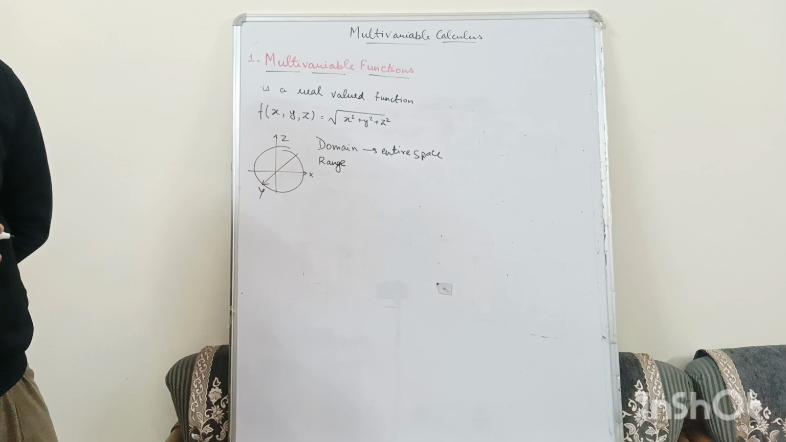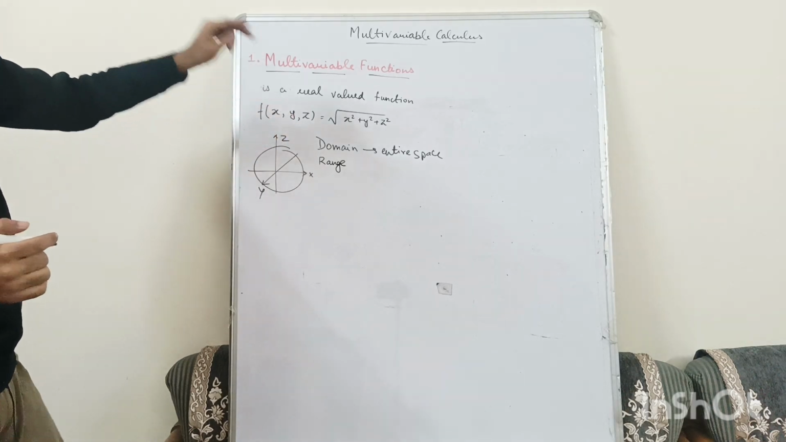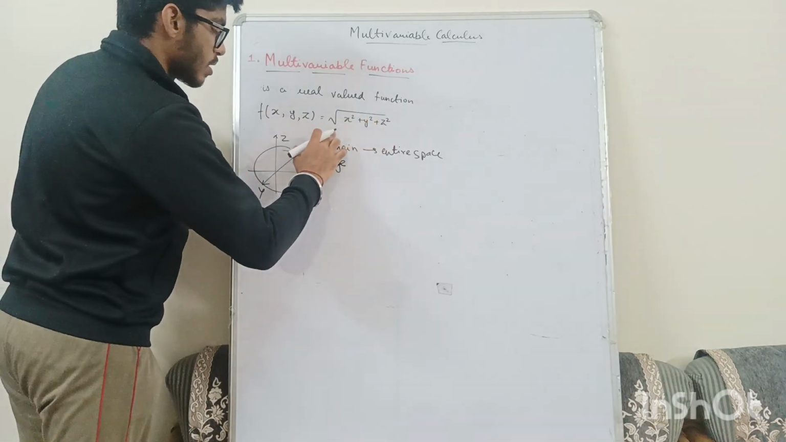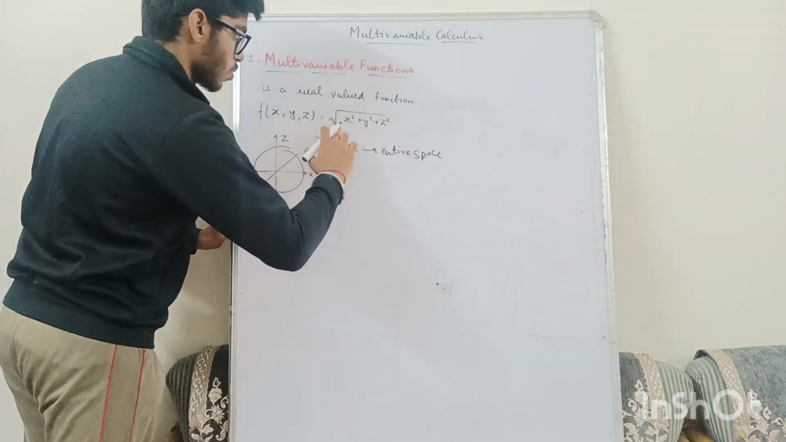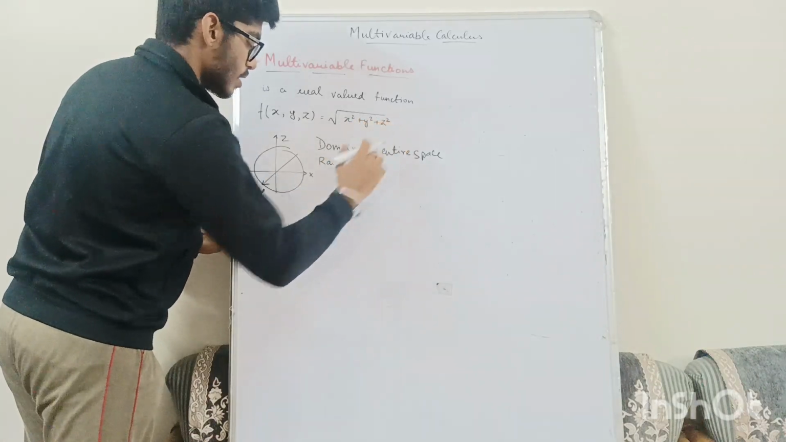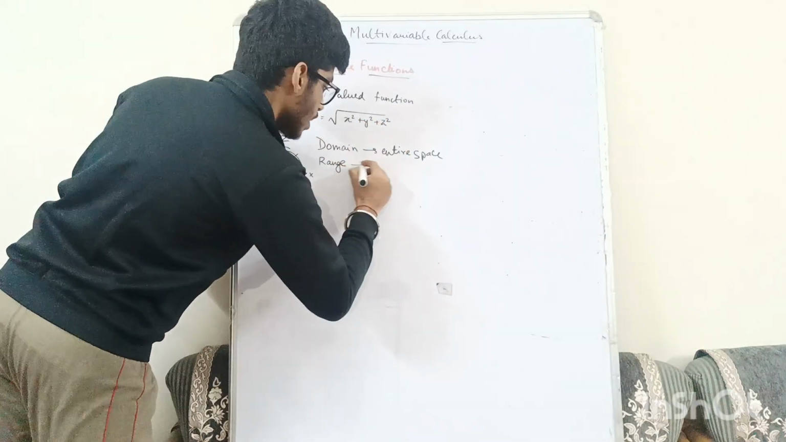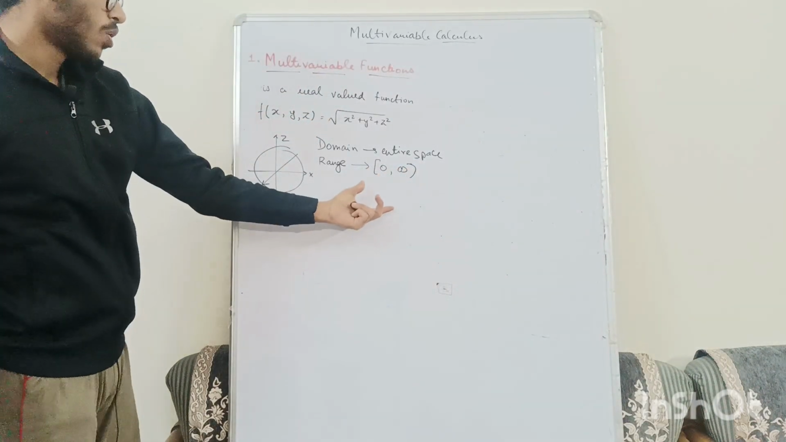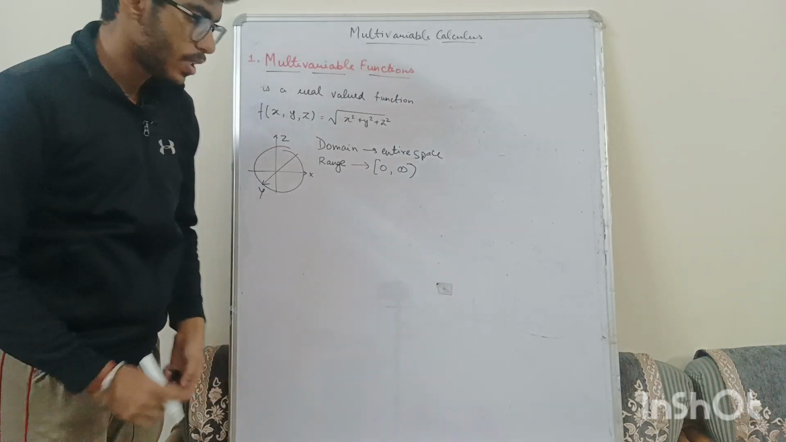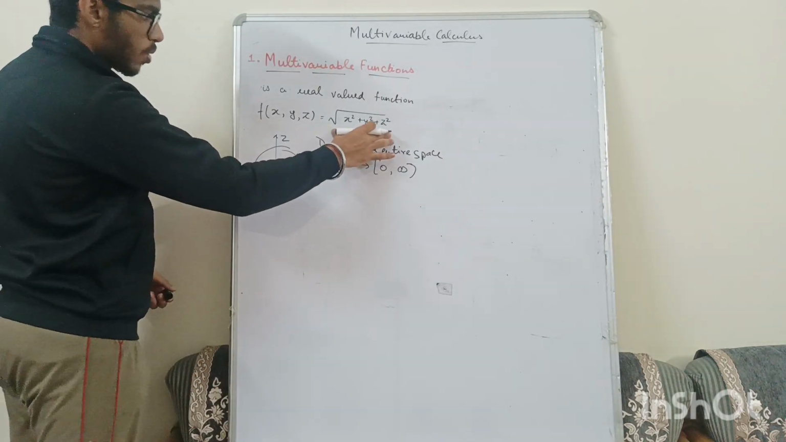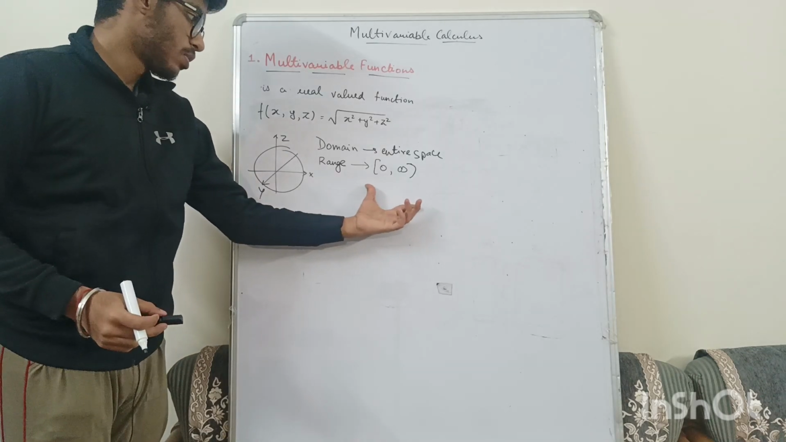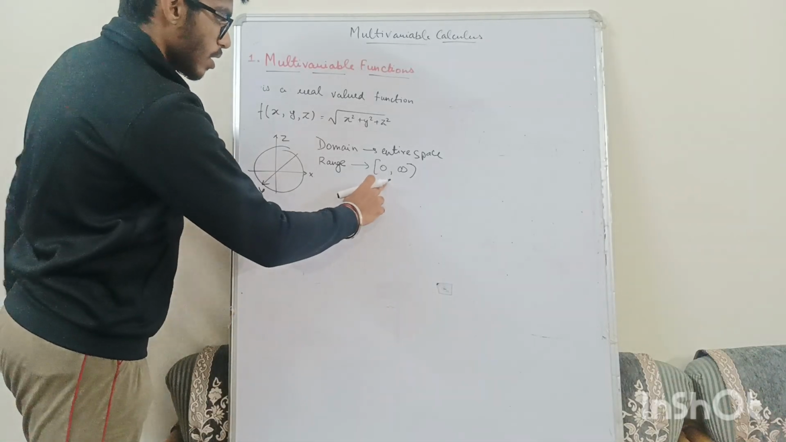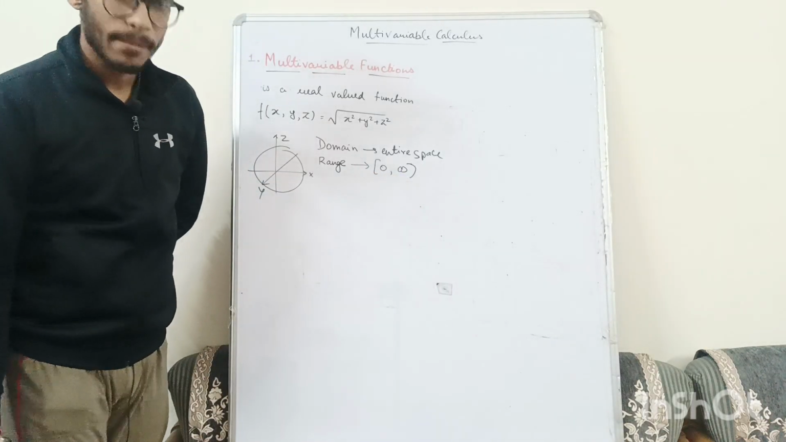And if we talk about its range, we are talking about a real valued function, and since we have the square root of x square plus y square plus z square, its range will be the closed open interval from 0 to infinity, right? Because we have a square root, and we stick ourselves only to getting positive values of the square root. So its range is the closed open interval 0, infinity, right?